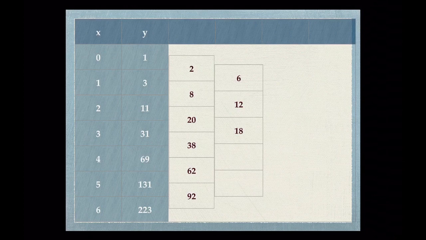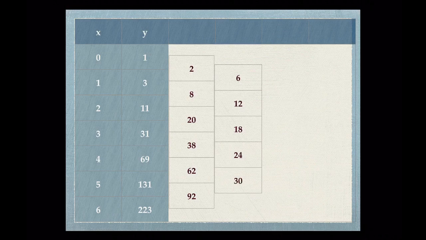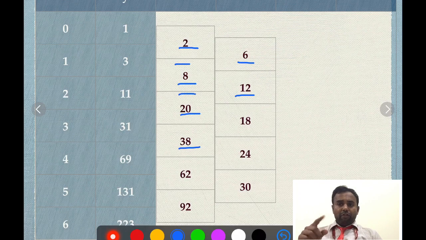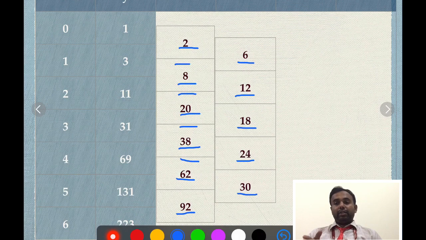38 minus 20, which is 18. 62 minus 38 being 24. And finally, 92 minus 62, which is 30. Let me elaborate. 8 minus 2, 6. 20 minus 8, 12. 38 minus 20, 18. 62 minus 38, 24. 92 minus 62, which is 30.